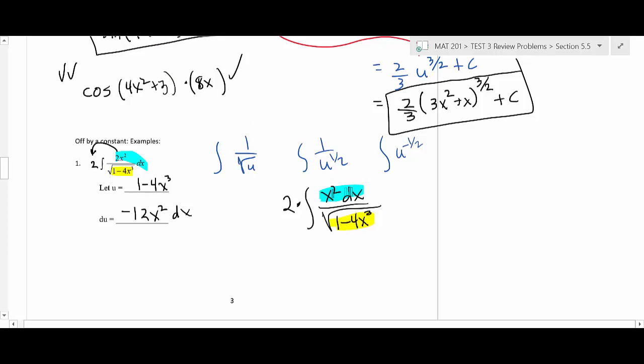Now I'm wanting the du to be x squared dx. So it's actually pretty simple on this, is the way we change -12 x squared dx to x squared dx is we just do this. We just divide both sides by -12, which really means that we're just doing that. Okay, then what we would have is we would have -1/12 du is equal to x squared dx.